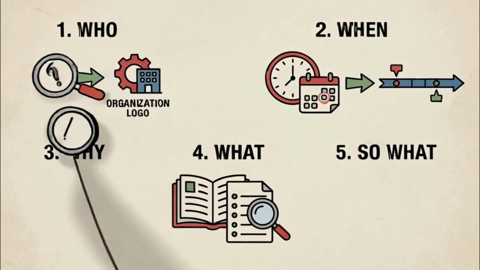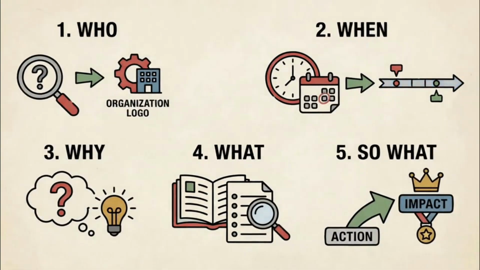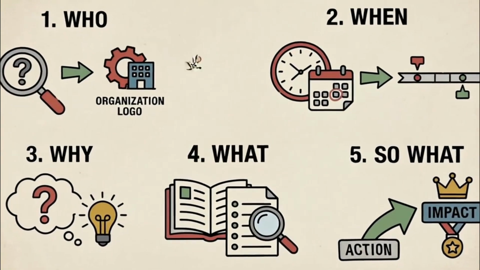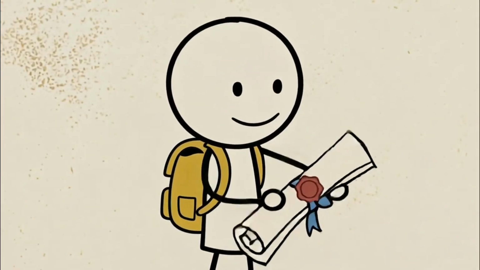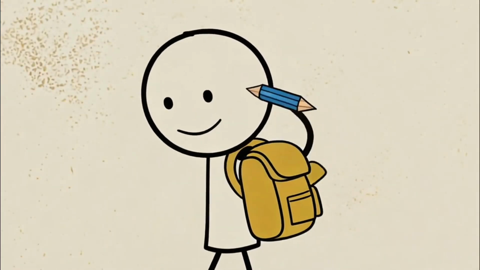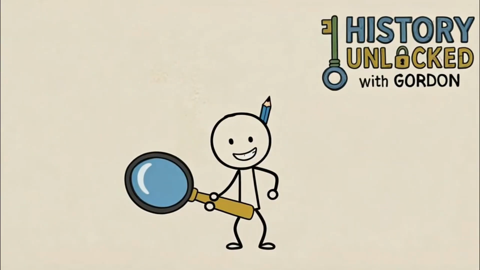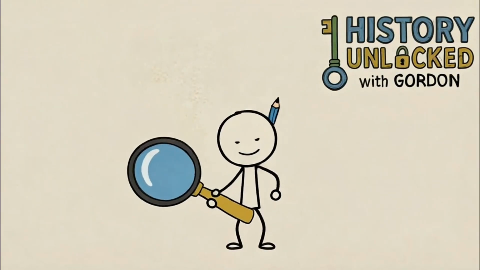Who created it? When was it created? Why was it created? What is the message? Why does it matter? The next time Bob receives a historical source, he won't panic. He'll pull out his magnifying glass, follow the 5 steps, and solve the mystery, because that's exactly what historians do.